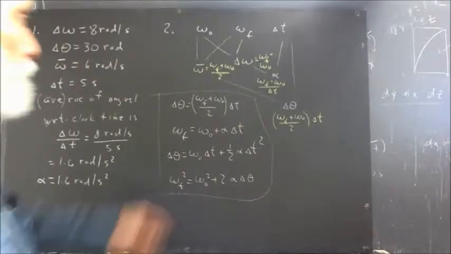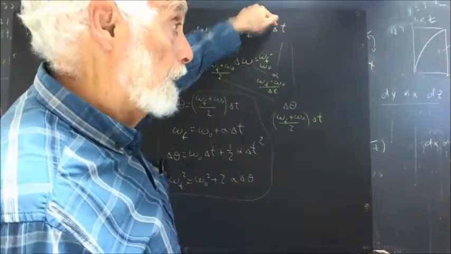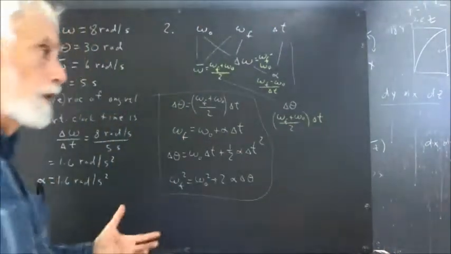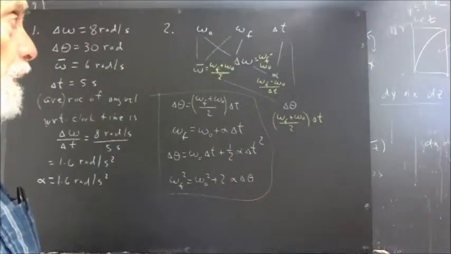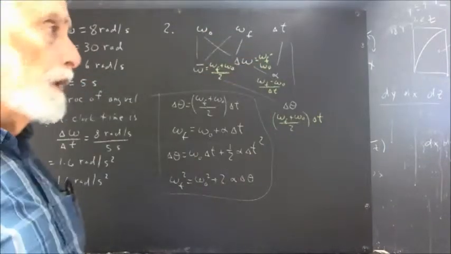Now we're given a situation where we know initial angular velocity, final angular velocity, and time interval. What can we determine from these quantities? Well, I'm mapping this out, diagram here.